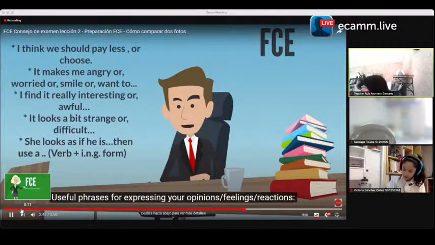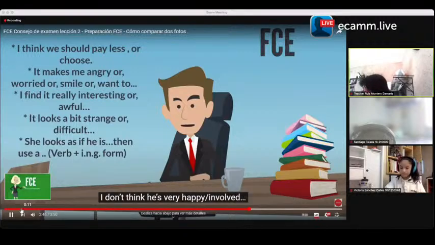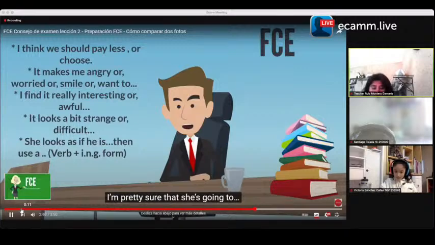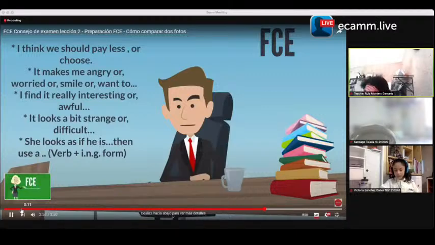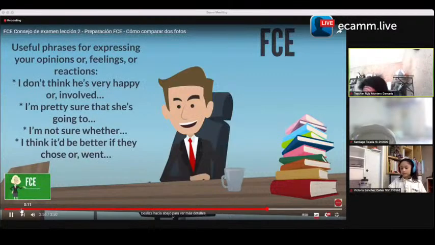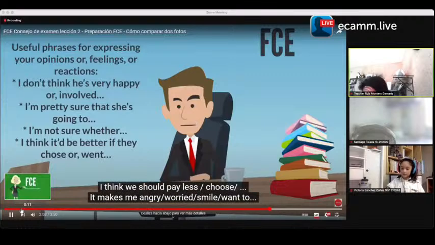Useful phrases for expressing your opinions or feelings or reactions: I don't think he's very happy or involved. I'm pretty sure that she's going to. I'm not sure whether. I think it'd be better if they chose or went. I think we should pay less, or choose.